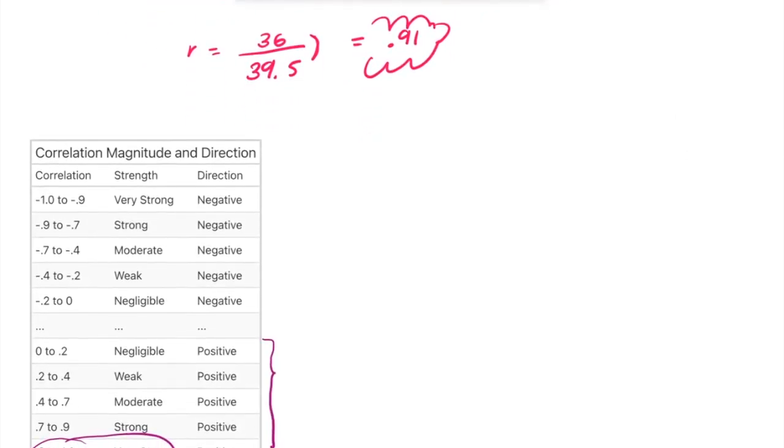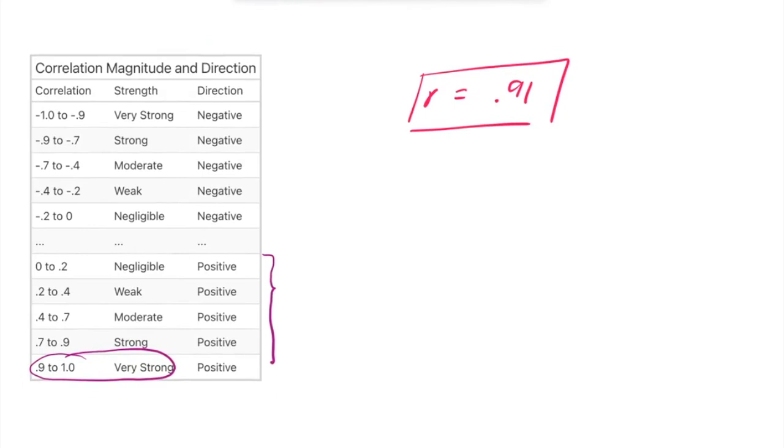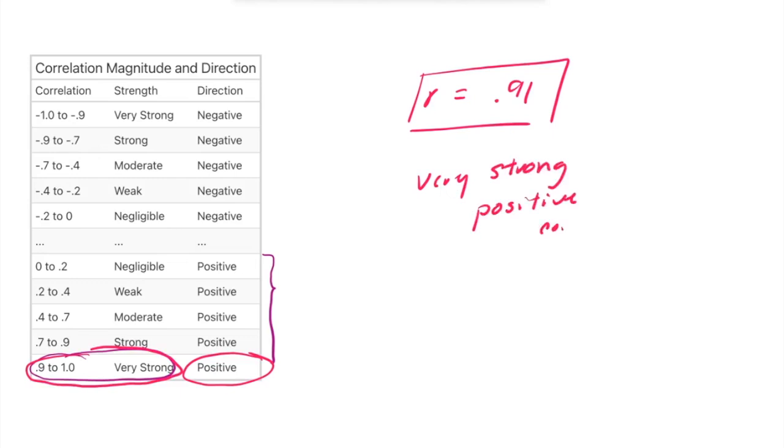Now we're going to go to the Navarro and Foxcroft table. So that was our correlation. My correlation is positive, and it is in this range. So I can say it's very strong positive correlation. If we do this in software, we'll also have a p-value attached to it, so we could add whether it's significant or not.